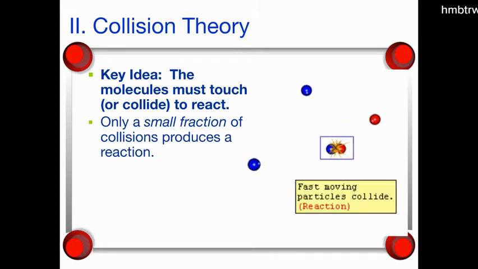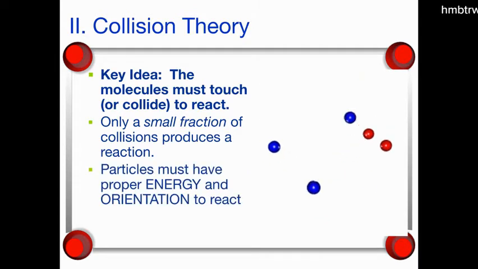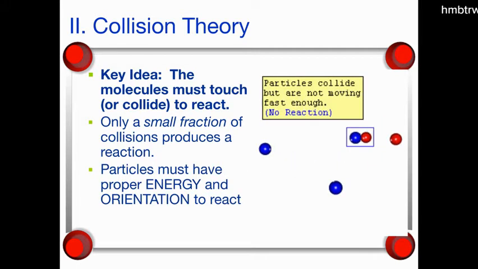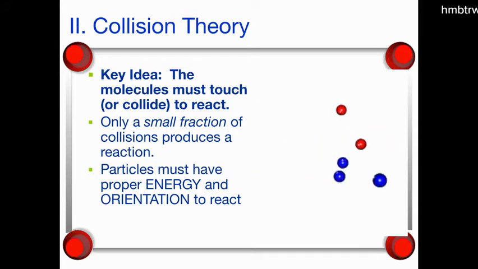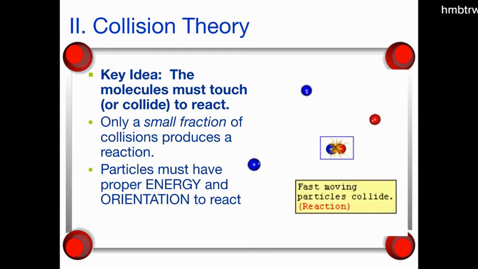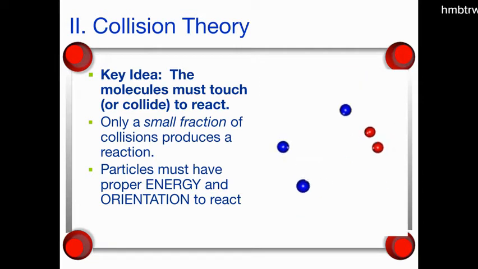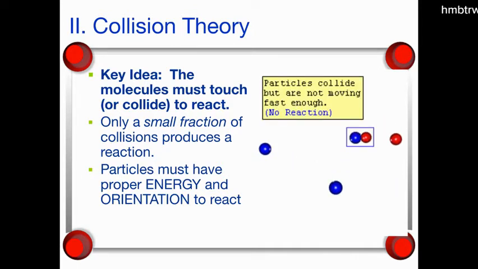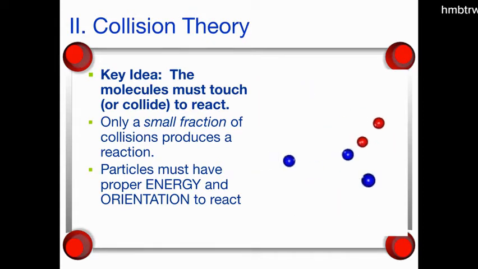But what happens is when they collide, they have to have a couple of components. First, the particles have to have a sufficient amount of energy, so enough energy. And they also have to have proper orientation. An example that I would use for proper orientation is if you're trying to put a cap on a pen. You have to put that cap going a specific direction on top of that pen, or else the cap is not going to fit on top of the pen. So that's the correct orientation for that to happen.